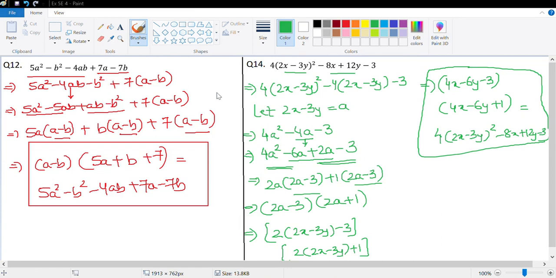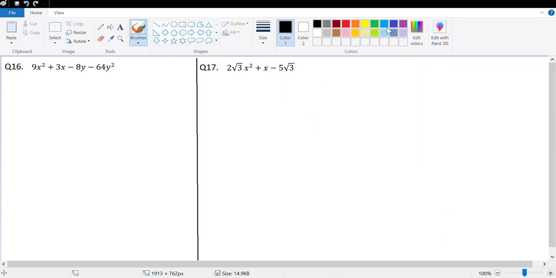The next one that we are doing is question number 16. So question number 16 says 9x square plus 3x minus 8y minus 64y square. I notice there is a 3x minus 8y. I notice this is 3x whole square and this is 8y whole square.